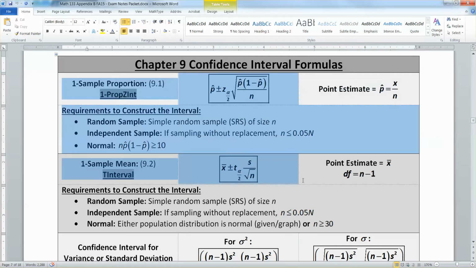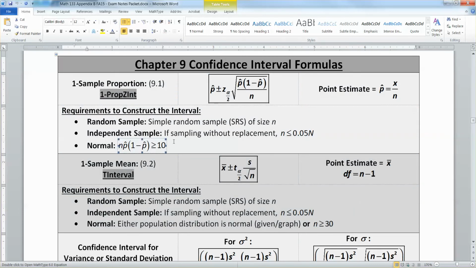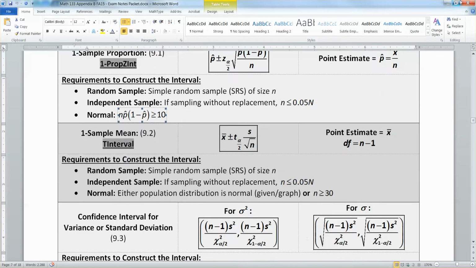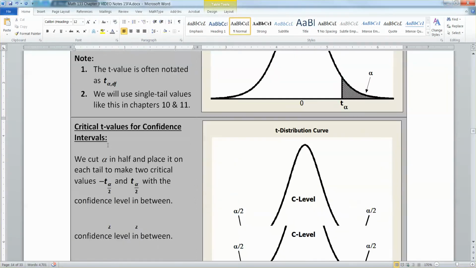And don't forget, this is from your formula sheet that you get to use on your exam, so you don't have to memorize or write any of this stuff down. You just have to be able to use it. All right, so let's go back and figure out what we're looking at then.